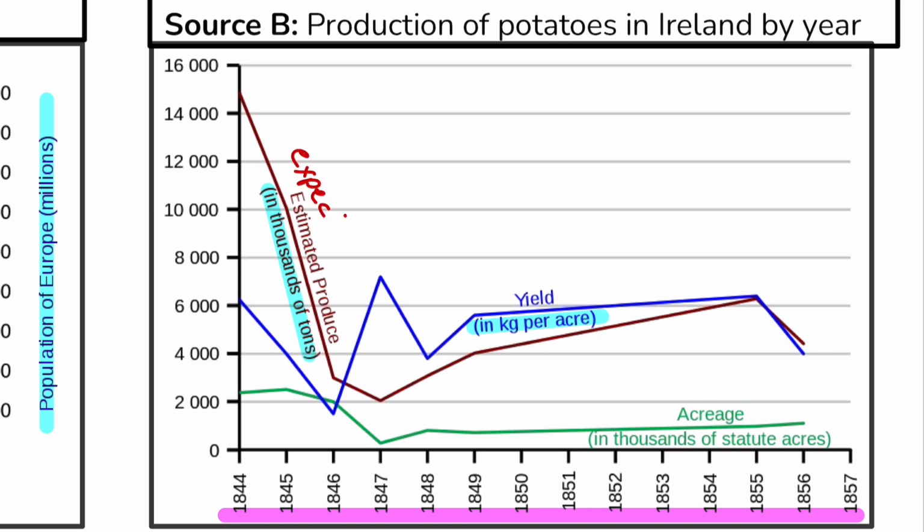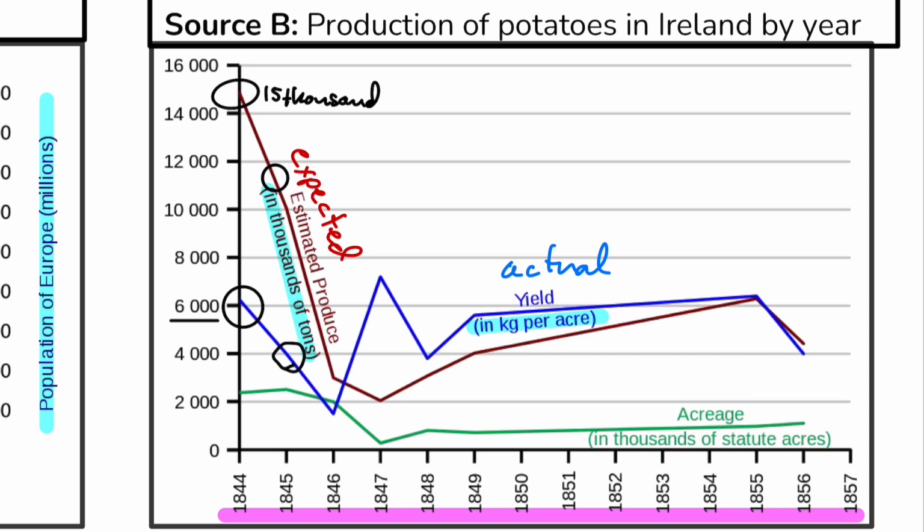So starting out in 1844, they have a high expectation for how many tons of potatoes they're going to get. But then we don't see that expectation met. They expected 15,000 tons of potatoes, and they only got 6,000 tons of potatoes. That is a big difference. Then when we get to the next year, their expectation for how much they're going to produce drops. But then again, so does the actual yield that they get.